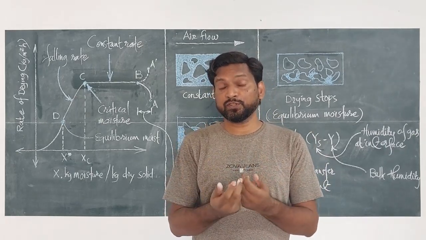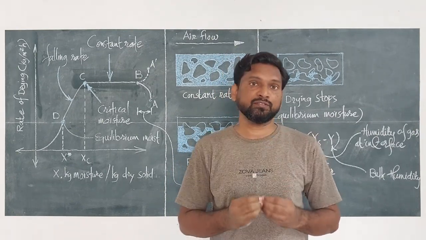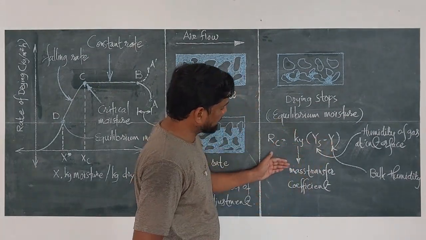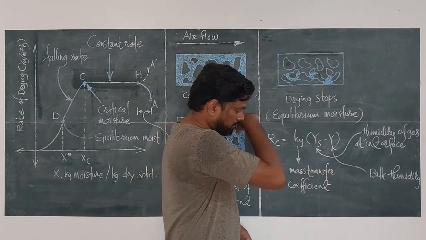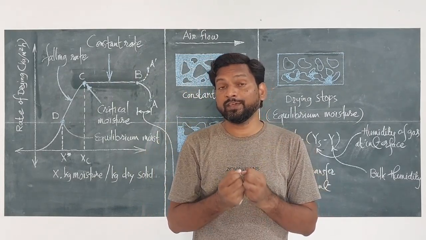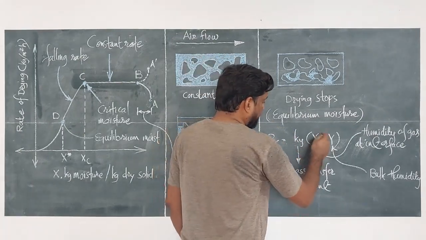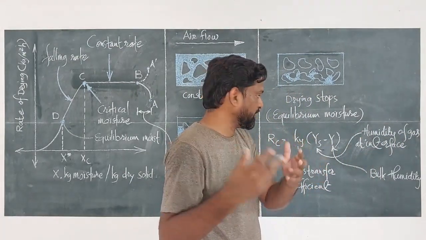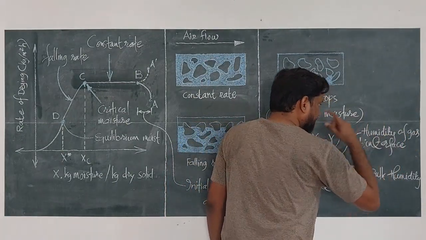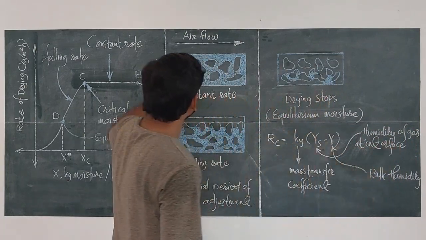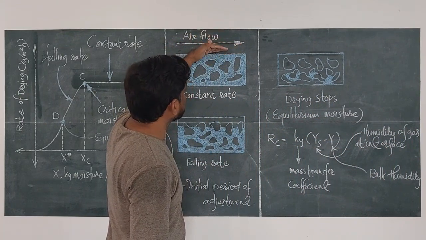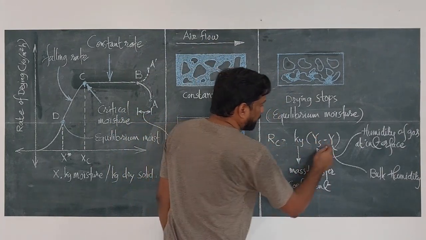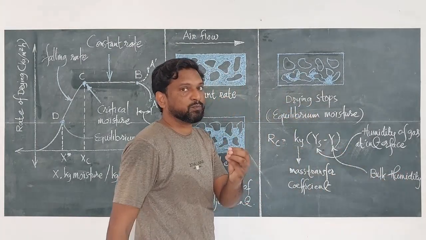The constant rate period or the constant rate drying can be represented by an equation. The equation is RC is equal to KY in bracket YS minus Y, where KY is the mass transfer coefficient of the air film, the air which is used for drying purpose. YS is the humidity of gas, meaning air, the medium used for drying. So it is the humidity of air at the interface, the interface between the gas and the solid material. So it's YS, humidity at the interface. And Y is the bulk humidity of the gas, or the bulk humidity of the air.